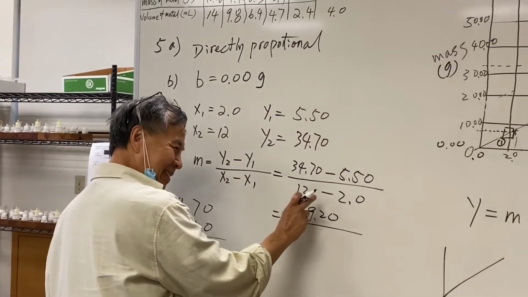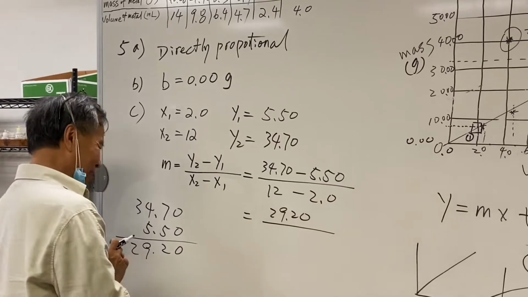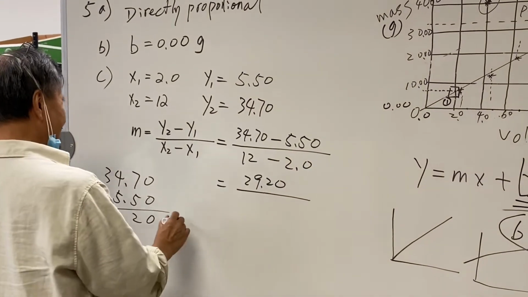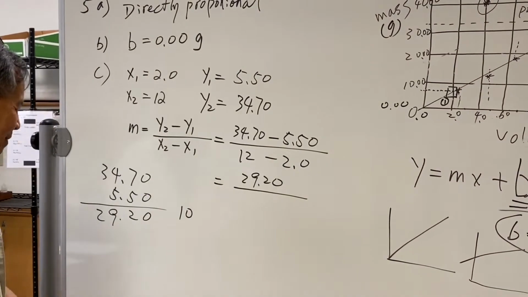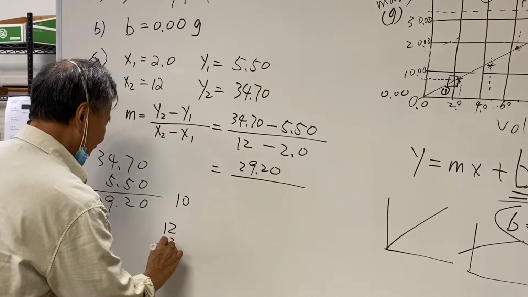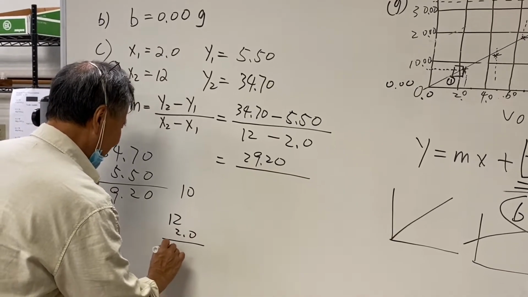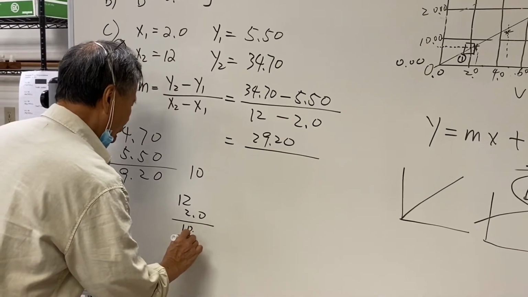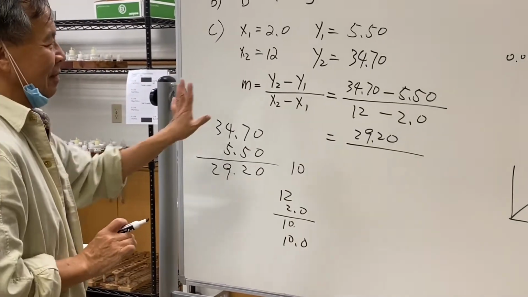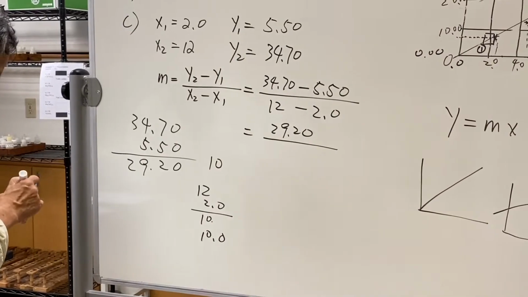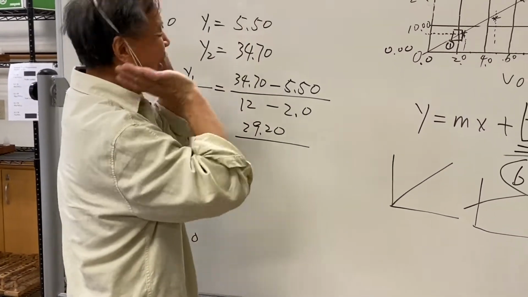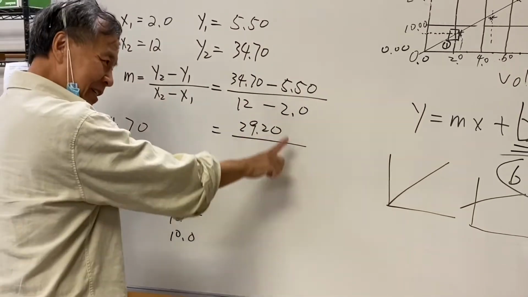My question is the bottom one. By using your calculator, you will get a 10, or 10.0. In reality, here should be 12.0, but I purposely made it this way just for this.